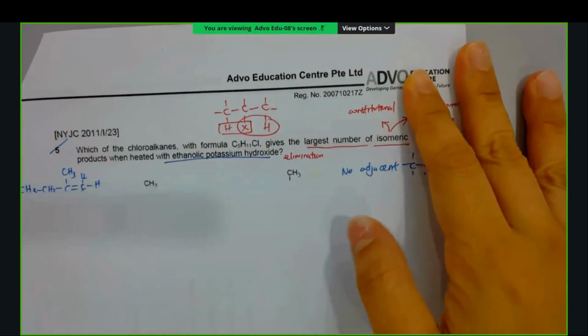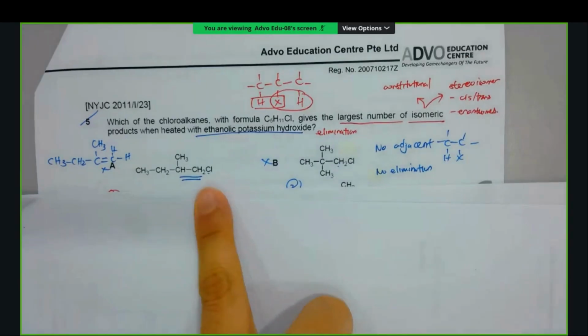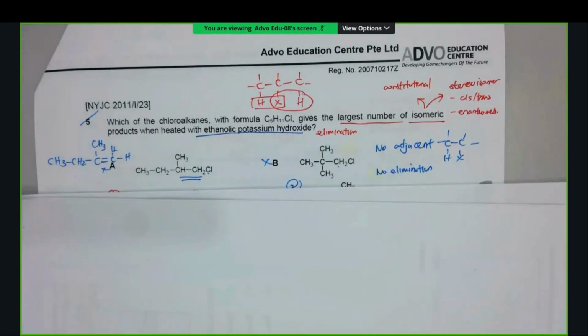Okay, next one. In this case, they ask which one gives the largest number of isomers. Let's do one by one first. For A, you draw this out. Because the Cl is on the first carbon, there's only one way we can do elimination, which is to eliminate this one and this one. So we've created this. There is only one product that can form, and this product does not fulfill the criteria for cis-trans. So I put a cross here because there's only one product. I know it cannot be the answer.